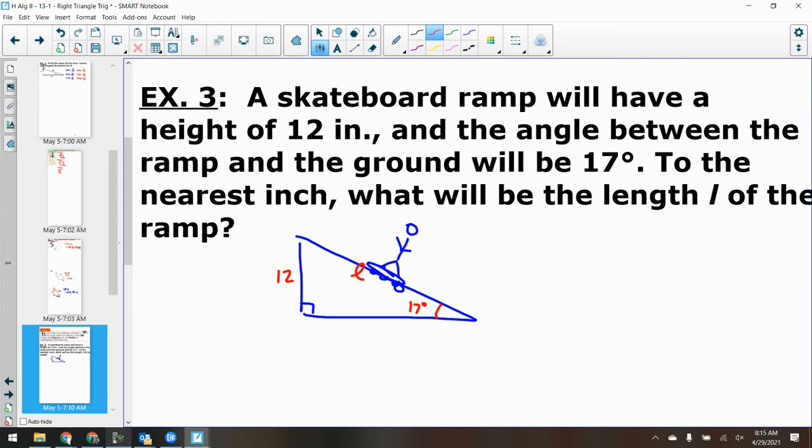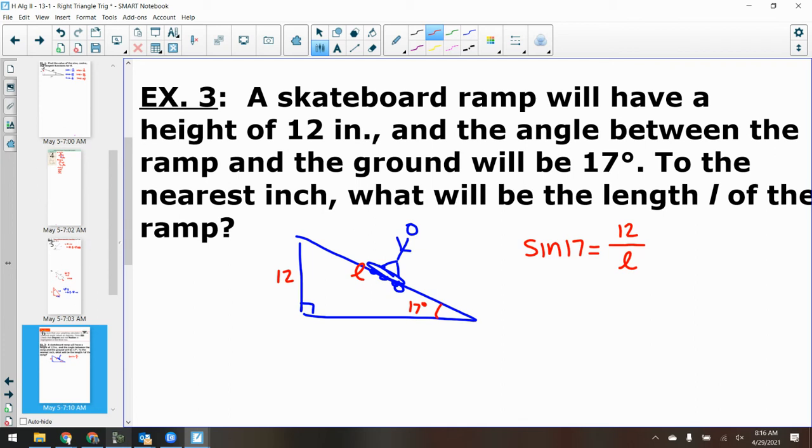Based on theta, based on 17 degrees, what are the two pieces of information that I have and I'm looking for? Opposite and hypotenuse. So I'm going to use sine. I have the opposite, and I'm looking for the hypotenuse. Sine of 17 is equal to the opposite side 12 over the hypotenuse L.